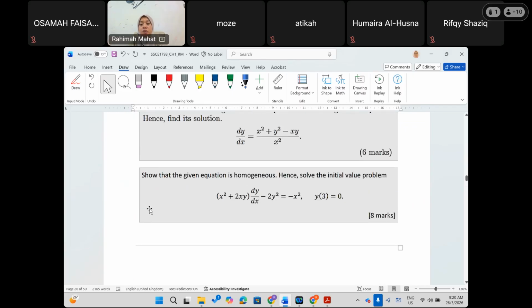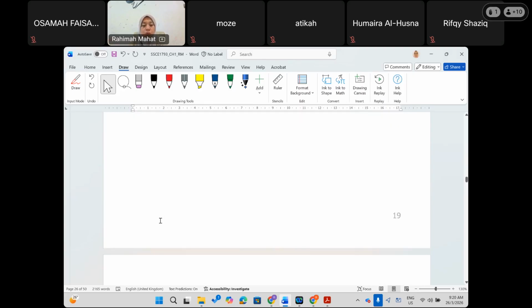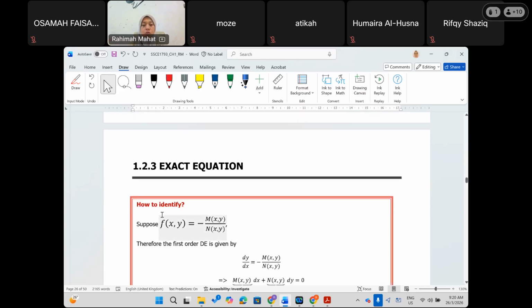Do you have any questions you want to ask? Do you want to proceed with the exact equation? From this, we already learned about the first order ODE.